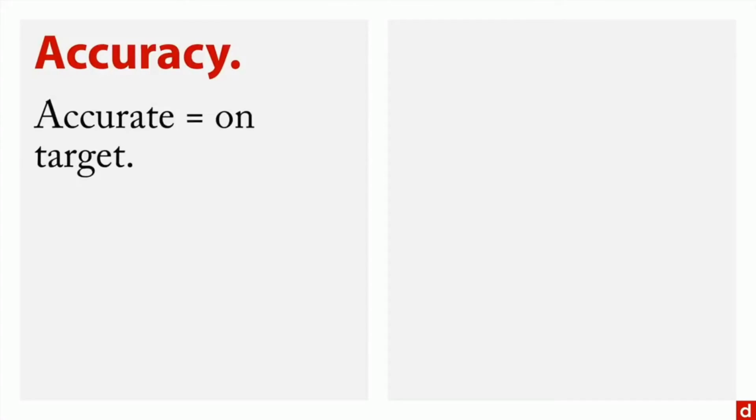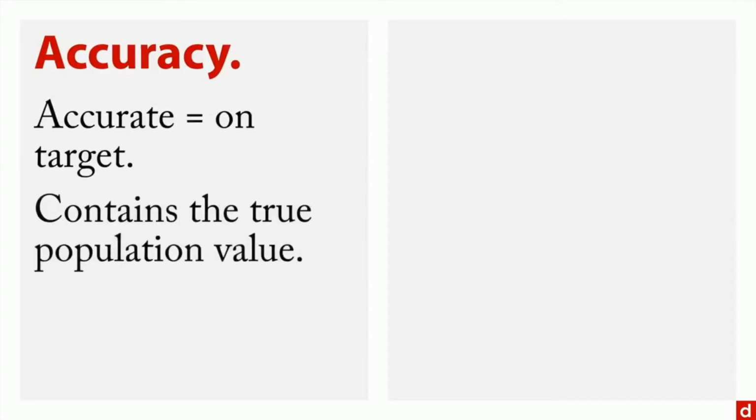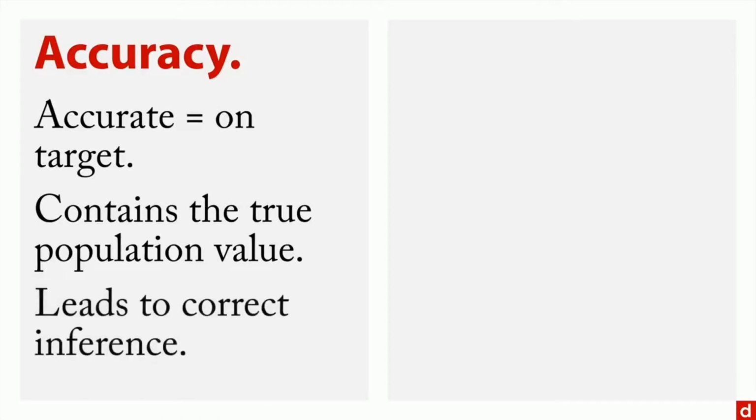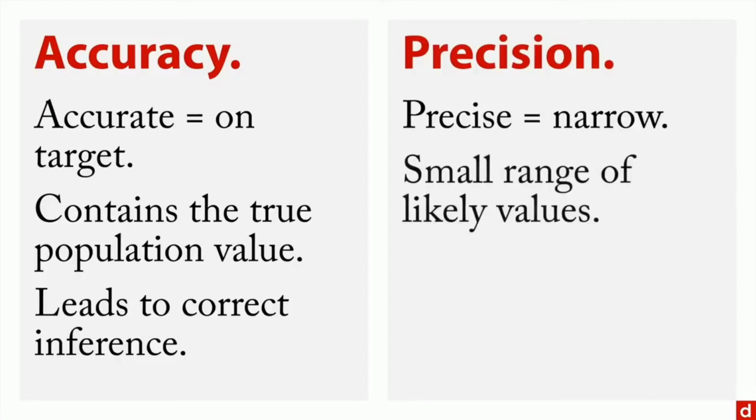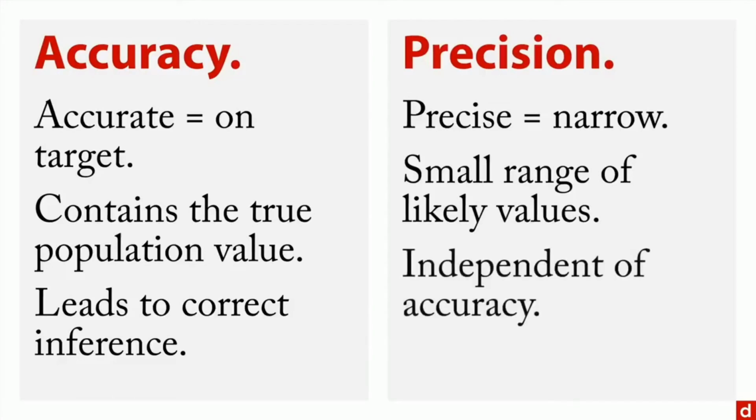Now, there's a fundamental trade-off in what's happening here, and it's the trade-off between accuracy, which means you're on target, or more specifically, that your interval contains the true population value. And the idea is that leads you to the correct inference. There's a trade-off between accuracy and what's called precision in this context. And precision means a narrow interval, and it's a small range of likely values. And what's important to emphasize is this is independent of accuracy. You can have one without the other, or neither or both.